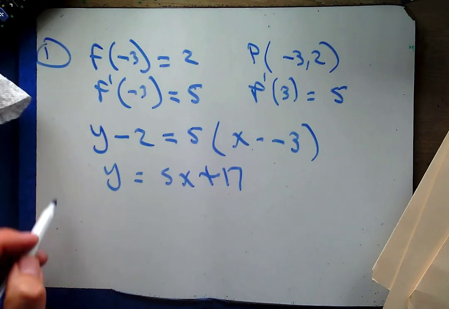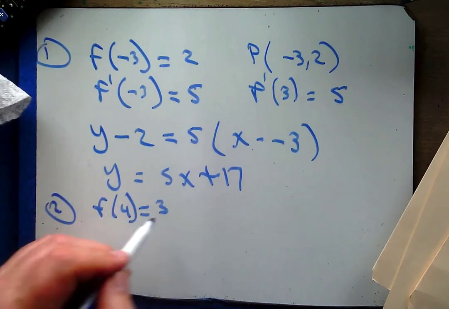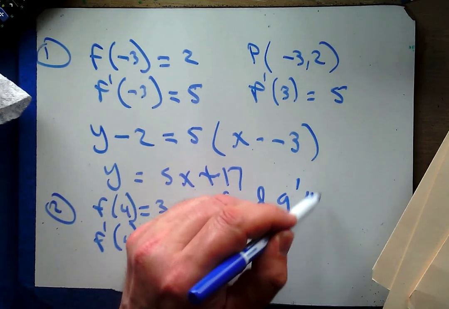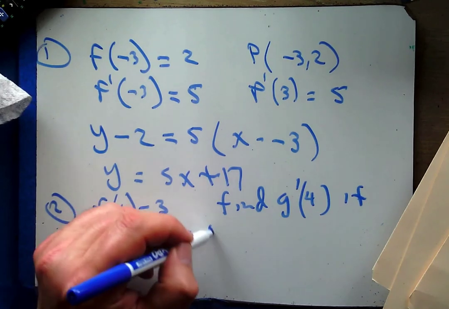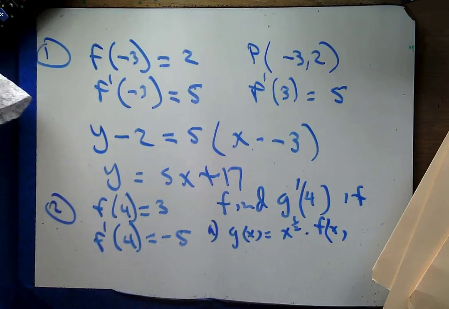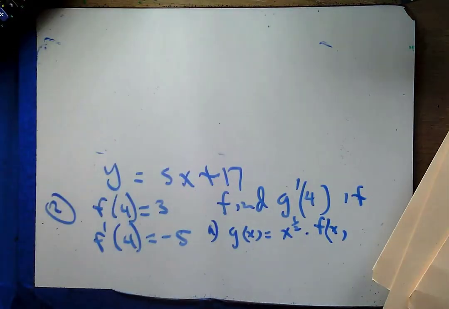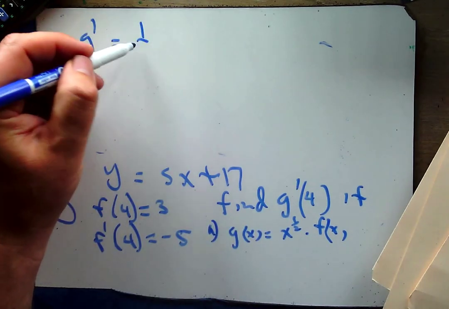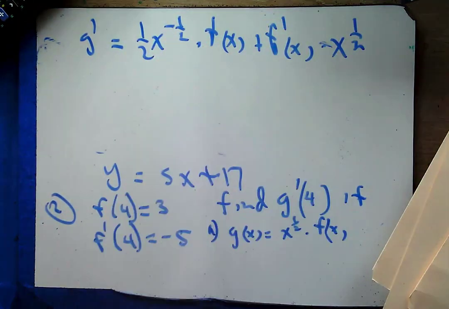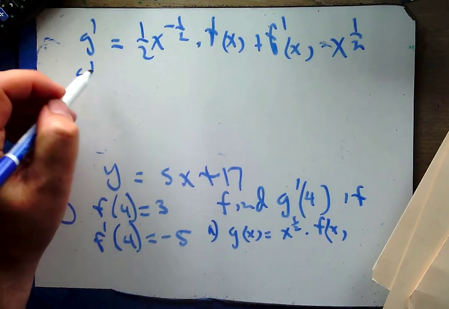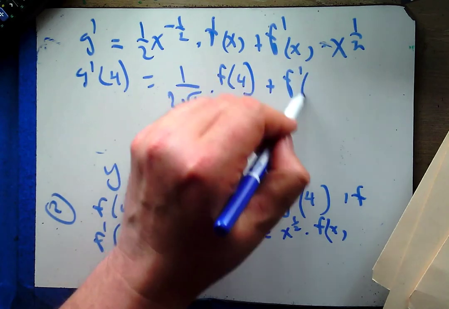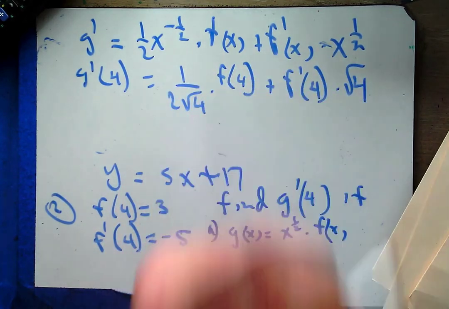All right, that's 1. What about 2? If f of 4 equals 3 and f prime of 4 equals negative 5, find g prime of 4 if, part A, g of x equals x to the 1/2 times f of x. Okay, so I'm definitely going to erase this up here because I need a lot of space, because I now have to do the derivative with the product rule. 1/2 x to the minus 1/2 times f of x plus f prime of x times x to the 1/2. And we want to know g prime of 4. So that's going to be 1 over 2 square root of 4 times f of 4 plus f prime of 4 times square root of 4.